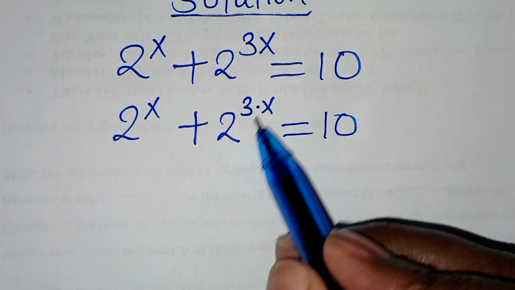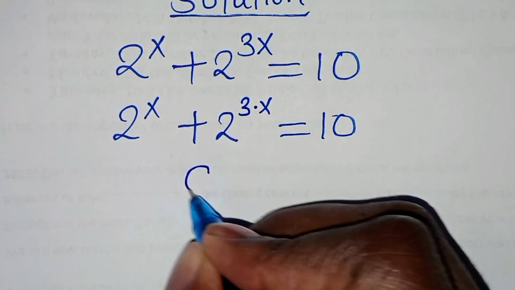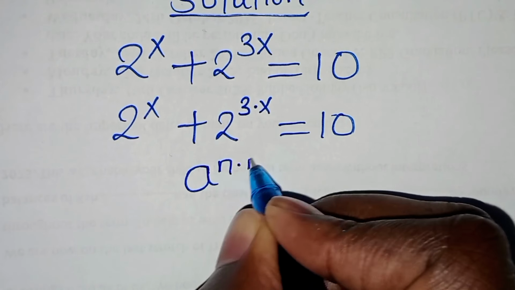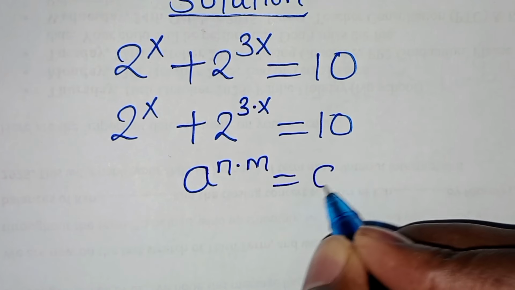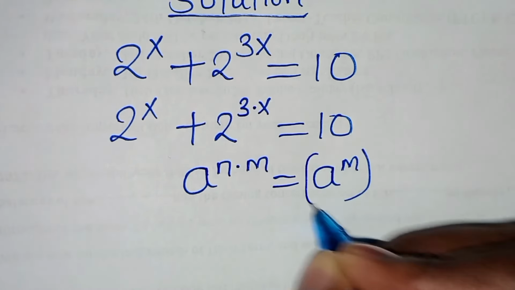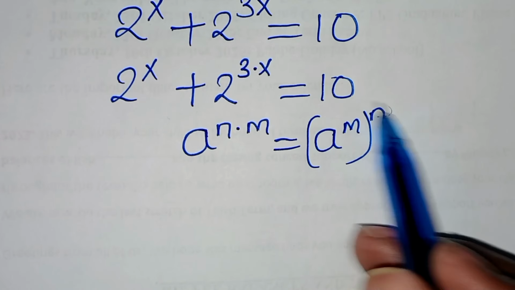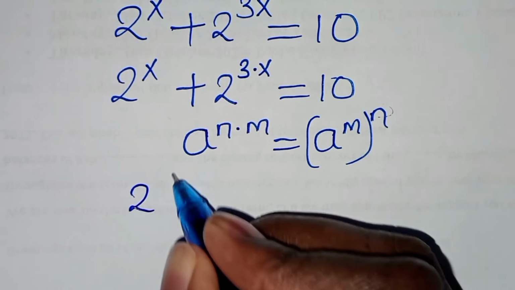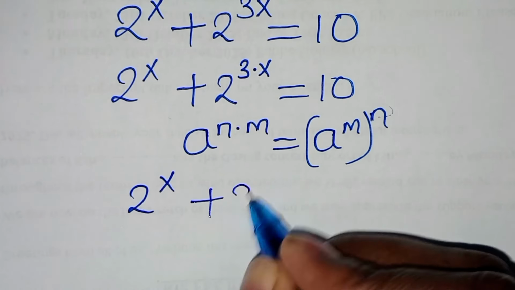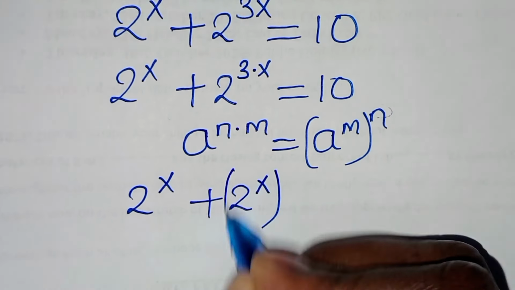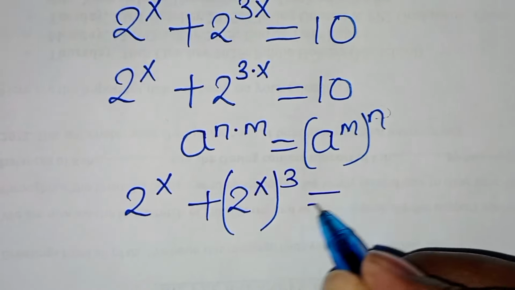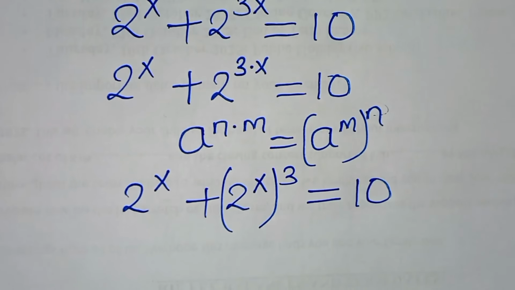So 2 to the power of 3 times x, this is in the form of a to the power of m times n, which we can express as a to the power of m raised to the power of n. Applying this exponent property from here, then we have 2 to the power of x plus 2 to the power of x raised to the power of 3. This is equal to 10.